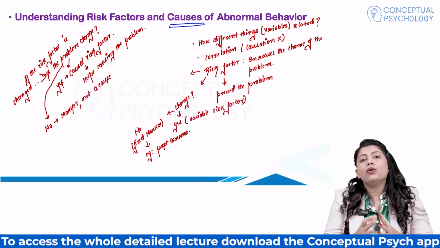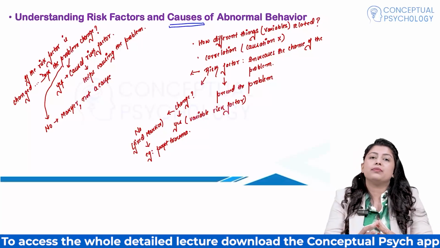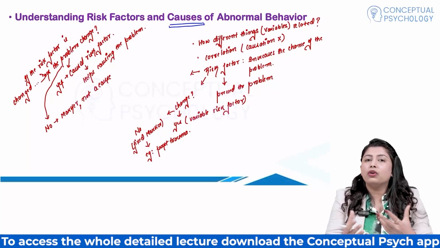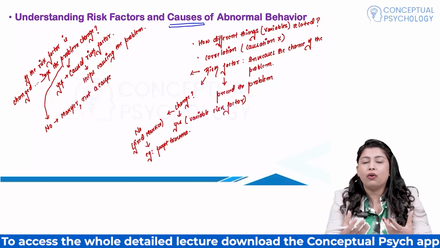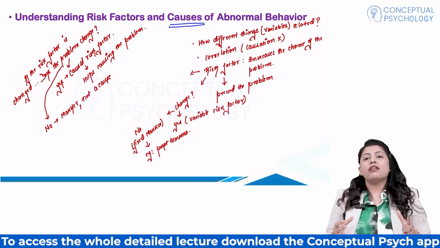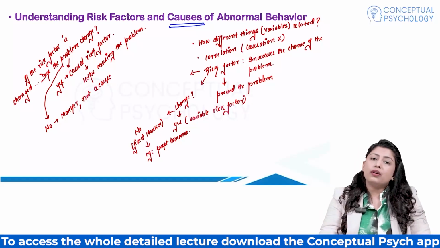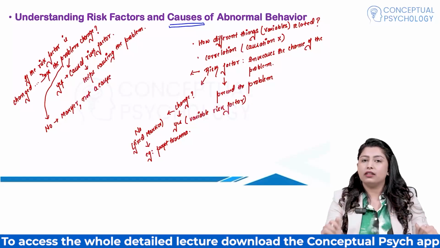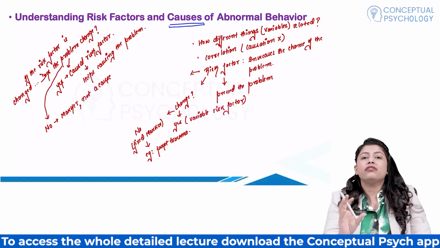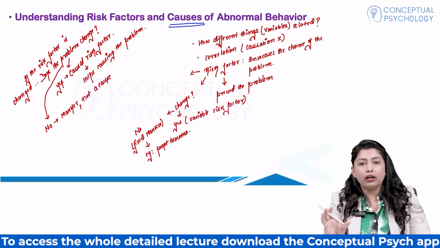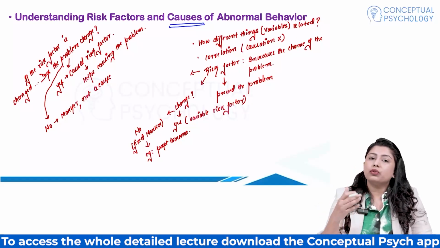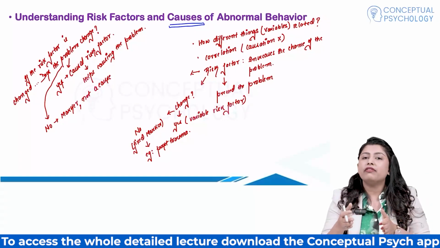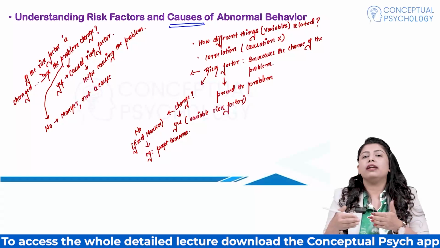So understanding what causes abnormal behavior has been a central question throughout human history. From ancient beliefs about gods and demons to modern scientific theories, our explanations have evolved significantly. Today we will use multiple theoretical models to understand the complex origins of mental disorders. The key point is that each theory or model offers a different lens through which to view abnormal behavior, and modern psychology recognizes that multiple factors usually work together to cause mental health problems.